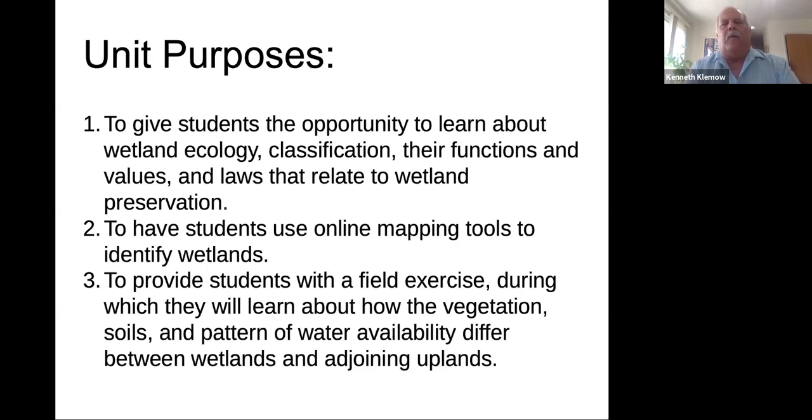And if you know about wetlands, you know that they're identified and delineated really according to three parameters. One being the plants, a second parameter being the soils, and then a third parameter being the hydrology, or the pattern of water availability. And so we have students look at those things in the field and see how the field indicators show whether an area is or is not a wetland.